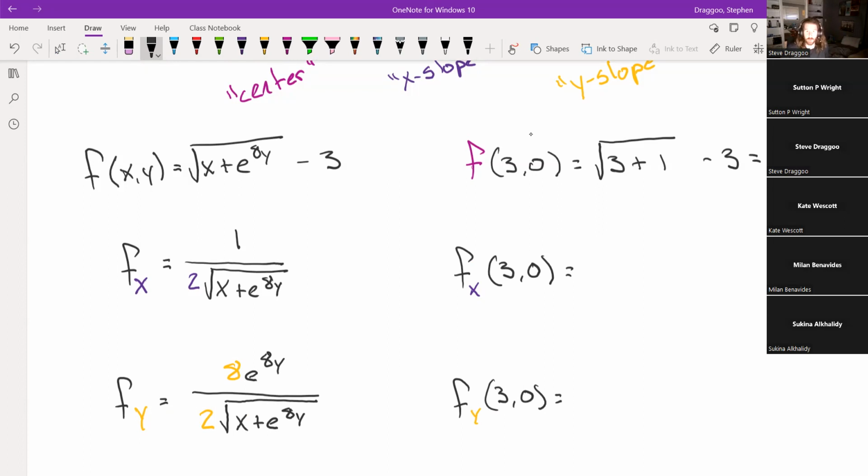If I plug my point into the inside of that square root, we already saw that we're going to get the square root of 4, which is 2. So my x partial derivative should be 1 over 4, since that's 1 over 2 times 2. And my y partial derivative is going to be 2, since that's 8 over 2 times 2. Simplifies to 2. So 1/4 and 2. I don't know why the division bar was so wide on that 1/4.